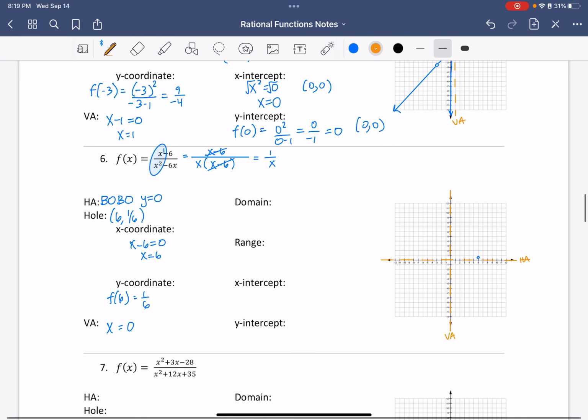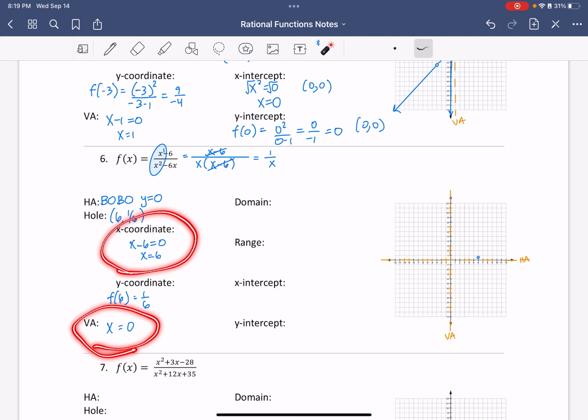Okay, the domain is all real numbers except this x and this x. So everything except 0 and 6.